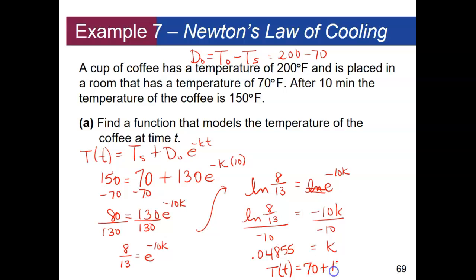So my model then is 70 plus 130 e to the 0.04855 t. That's going to be the model for the temperature at a given time after it has cooled.